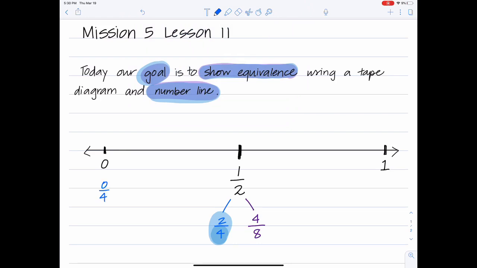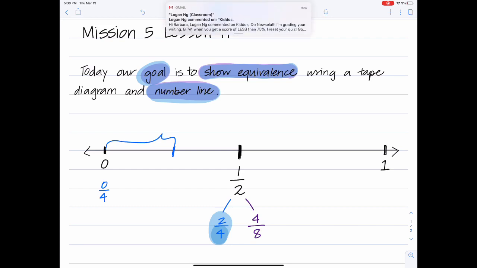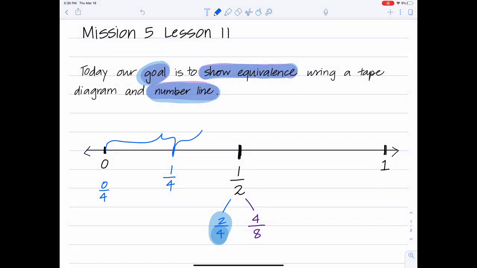So first we're going to start with fourths. We know that 0 is really just 0/4, and we're dividing it. That's our first fourth, or 1/4. Then we're dividing it into our next fourth, which is 2/4. We then have a third part, which is 3/4. And our last fourth of our whole is 4/4. So we have 4 equal parts, and they're each fourths.